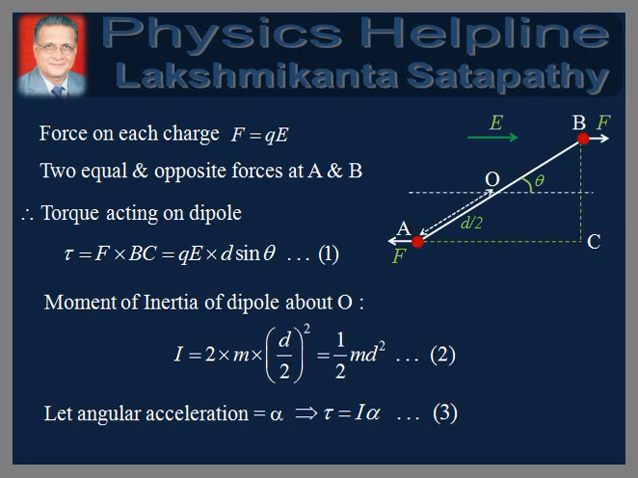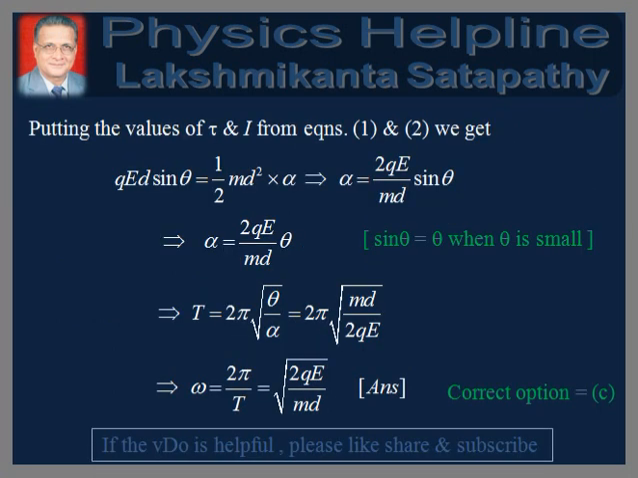Now, moment of inertia of the dipole about O is given by I is equal to half md square. Let the angular acceleration of the dipole be alpha. Therefore, we have tau is equal to I alpha. Now, putting the values of tau and I from equations 1 and 2 and simplifying, we get alpha is equal to 2QE by md into sin theta.